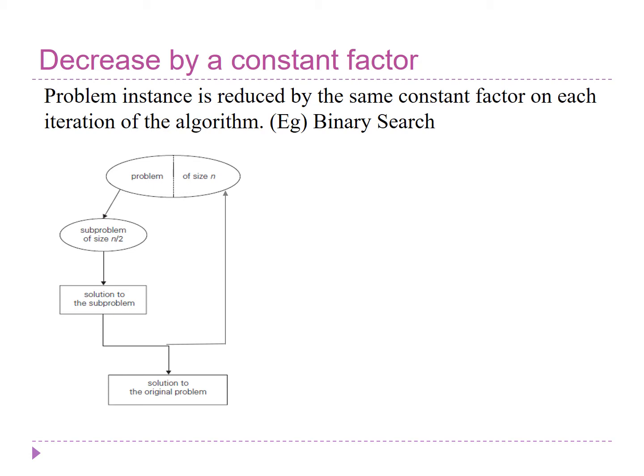Mathematically, an example of decrease by a constant factor technique could be given as a^n equals (a^(n/2))^2 if n is positive and even, or (a^((n-1)/2))^2 multiplied by a if n is odd, or 1 if n equals 0.